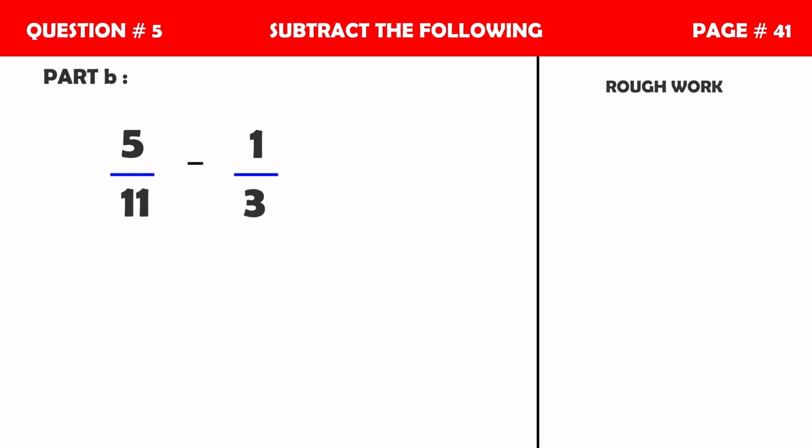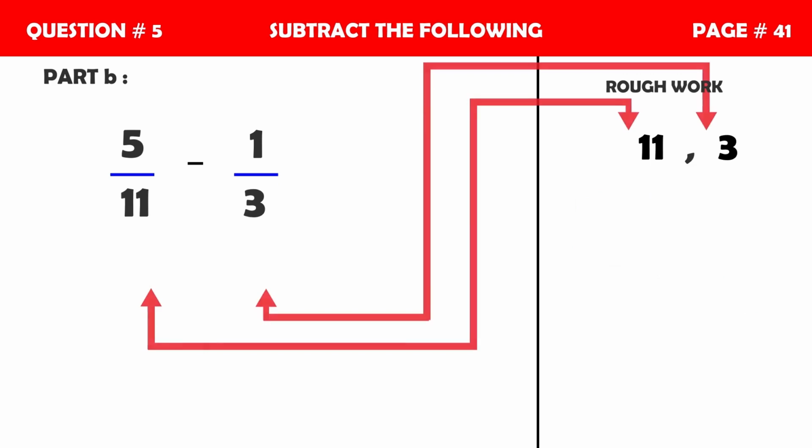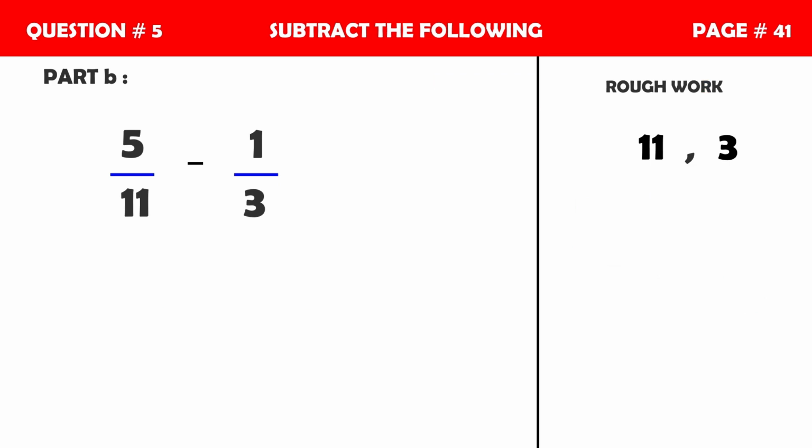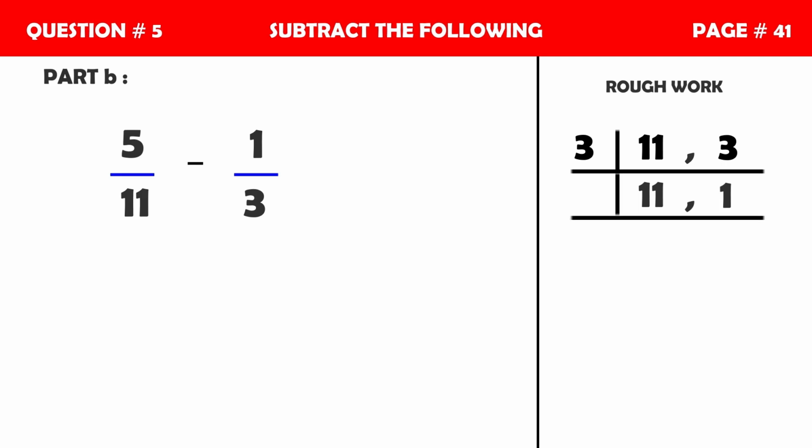So for this, write down 11 and 3 in the rough work and find their LCM. You have to check if both 11 and 3 are divisible by the lowest prime number, that is 2. So as you know, they are not divisible by 2. So let's move on to the next prime number, that is 3. 11 is not divisible, so write it down as it is. But yes, 3 is. So 3 1s are 3. So now 11 is left.